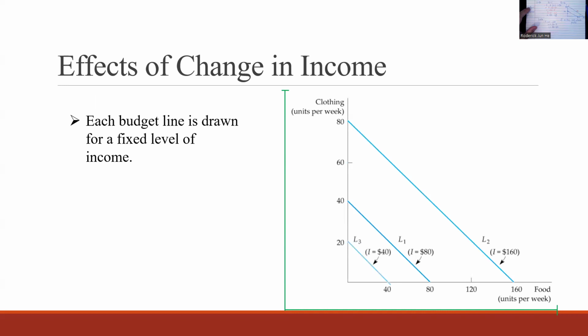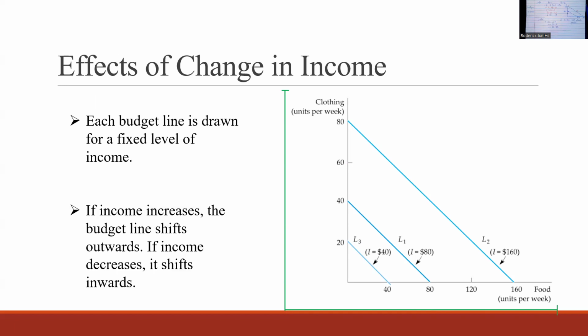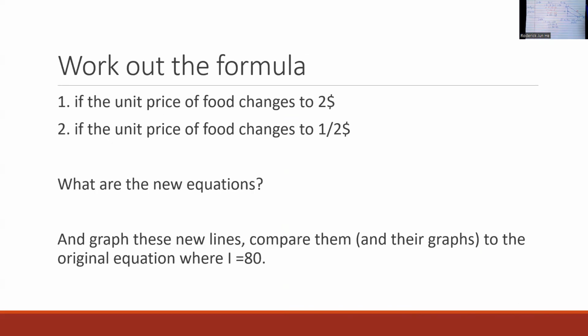And by the way, if it is a decrease in income, then it's going to be parallel shifting inwards, because you're less affordable due to the restriction of budget, which is low, I mean, your budget is becoming lower, right? So now let's look at the second case, where it is the price change. I suggest you pause this for another 5 minutes, working on case one. Okay, if the unit price of food changes to $2.